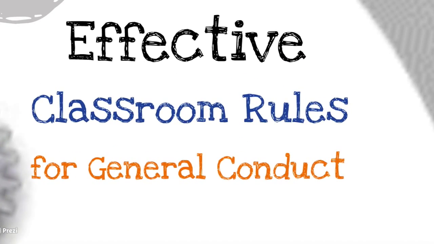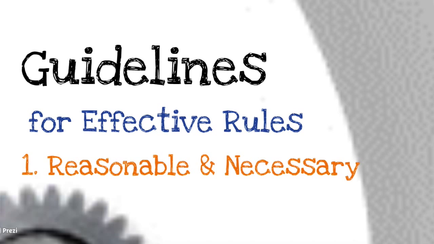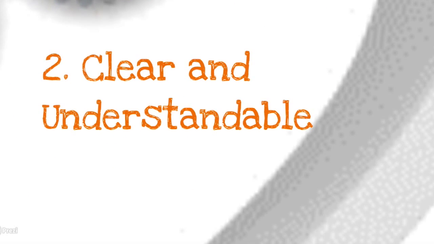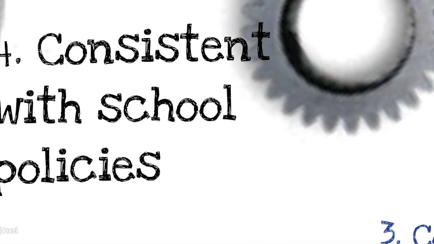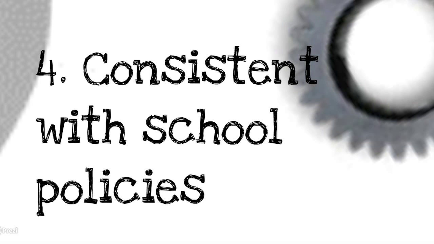Effective classroom rules for general conduct. 1. Reasonable and necessary. 2. Clear and understandable. 3. Consistent with instructional goals and with what we know about how people learn. 4. Consistent with school policies.